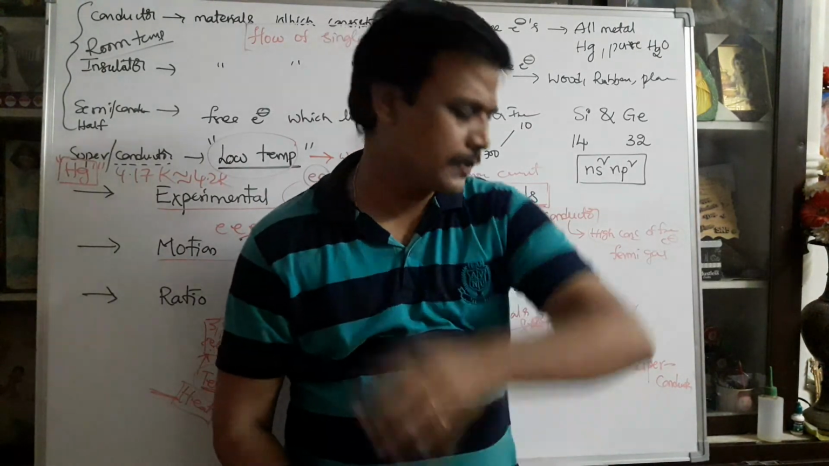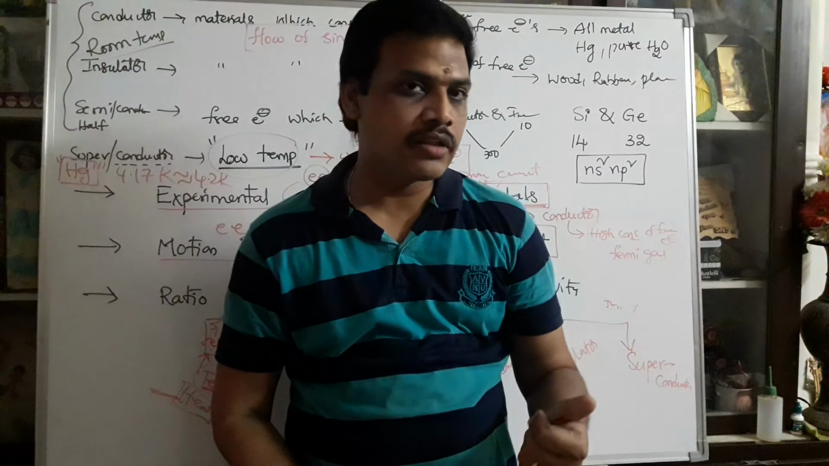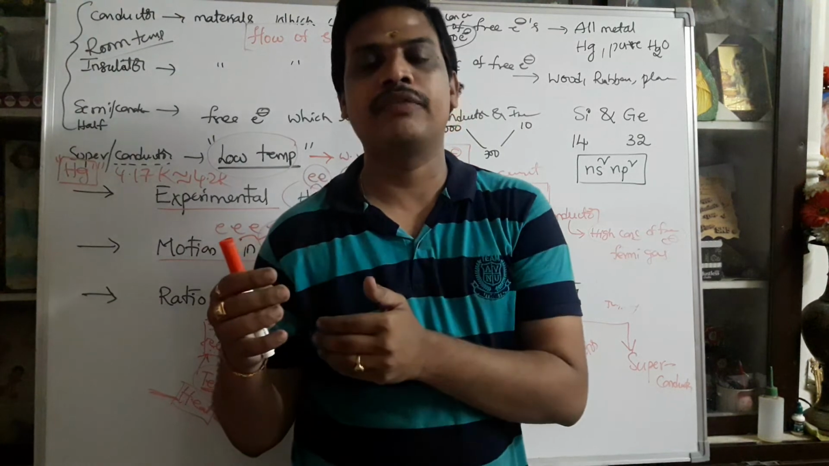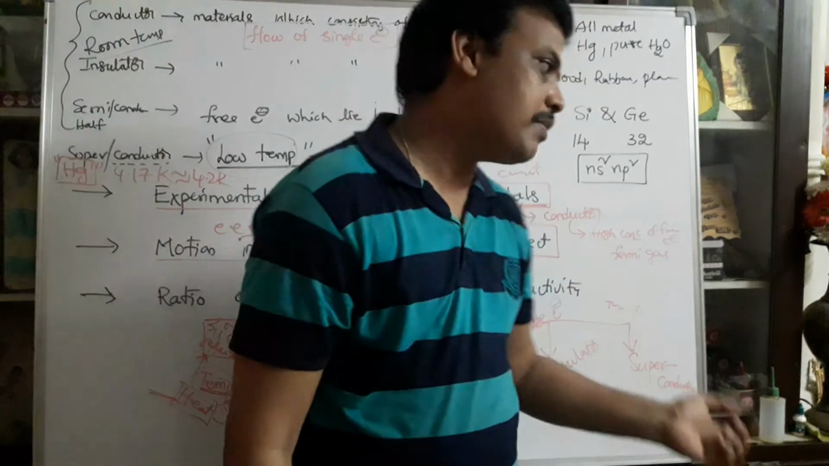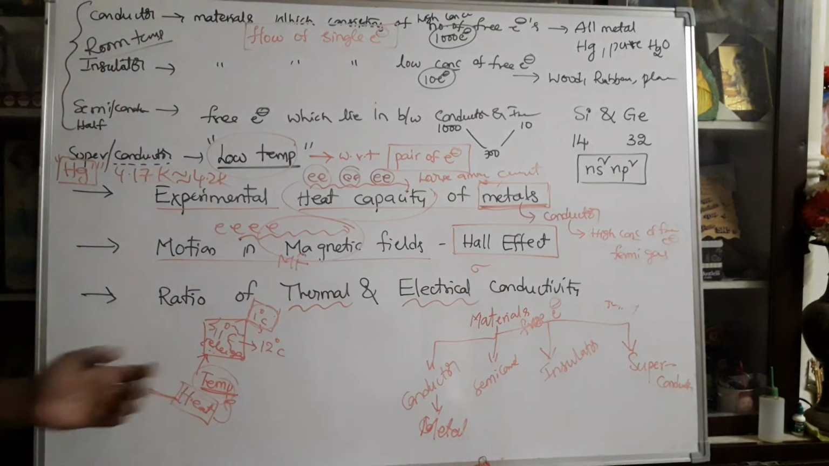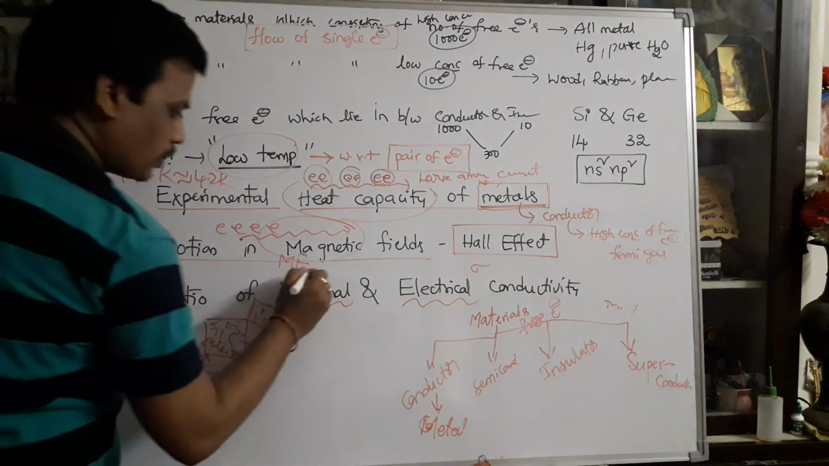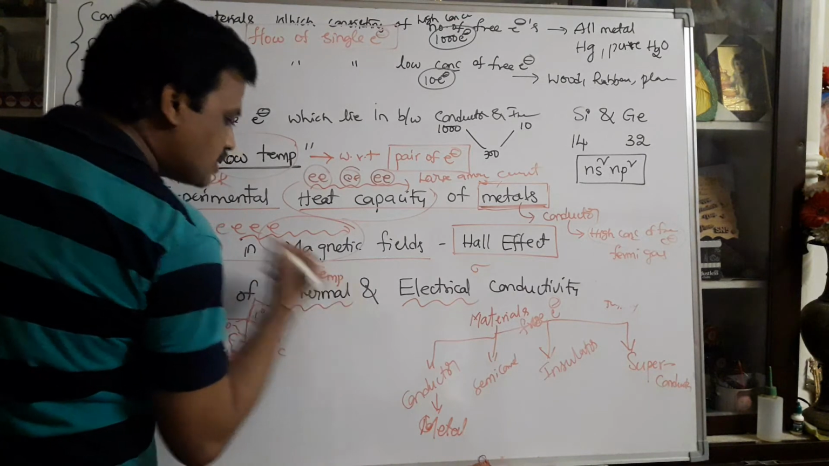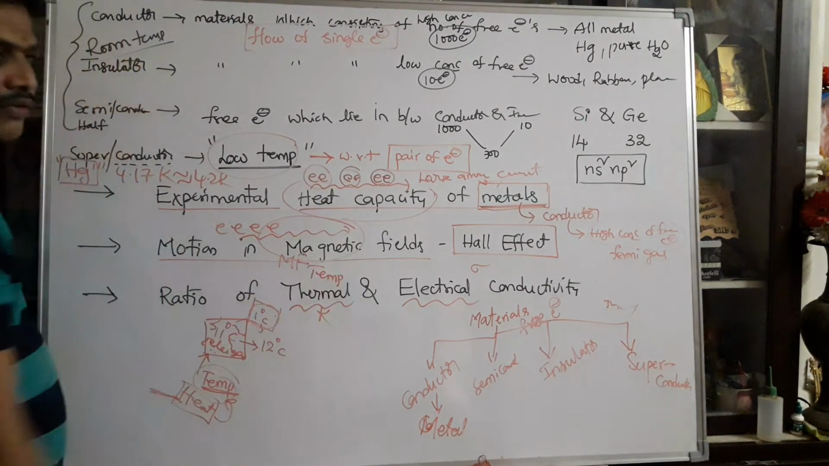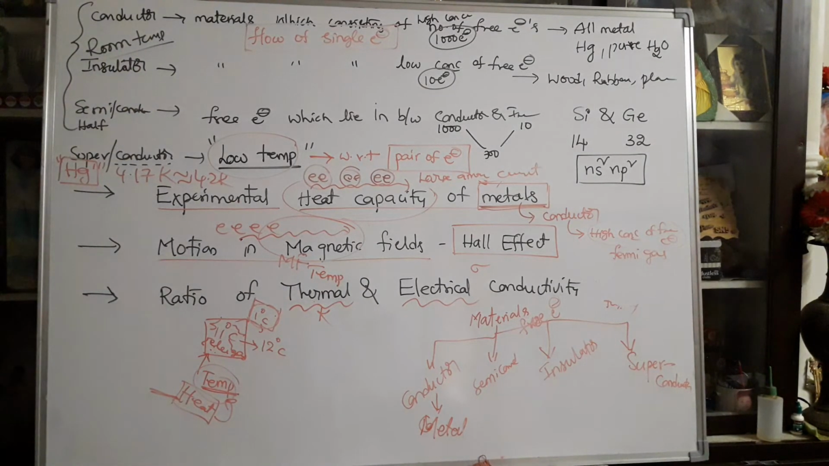Another definition: the reciprocal of resistivity is conductivity. In the same way, conductivity can be explained with respect to temperature. With respect to temperature, that conductivity is called thermal conductivity, which is indicated by the letter K.